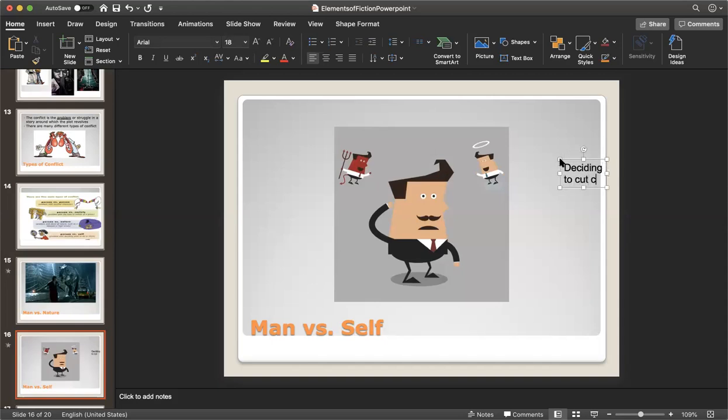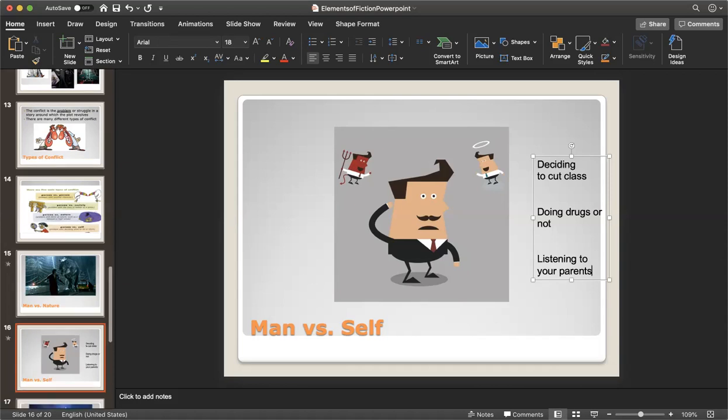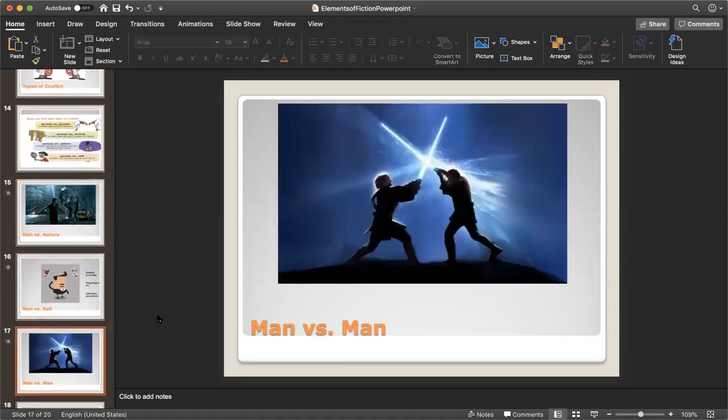One example would be deciding to cut class. That'd be one. Another one would be doing drugs or not, or simply listening to your parents. All these are examples of making decisions. That's man versus self. Okay? Hopefully, you are listening to your good angel more than your bad angel, or little devil, I should say. And you knew I had to throw it in there.